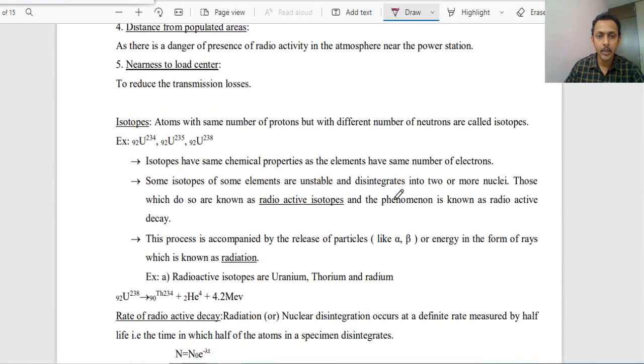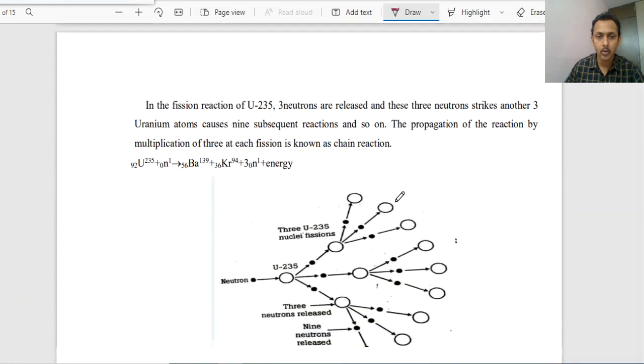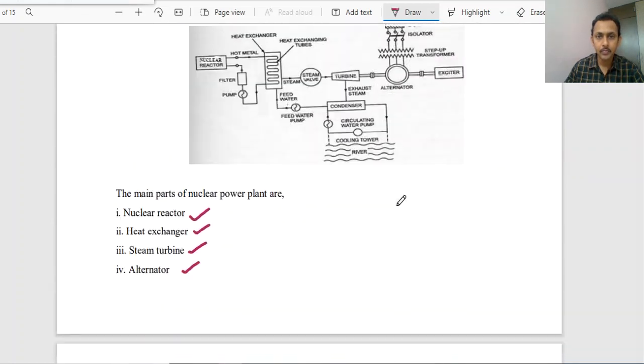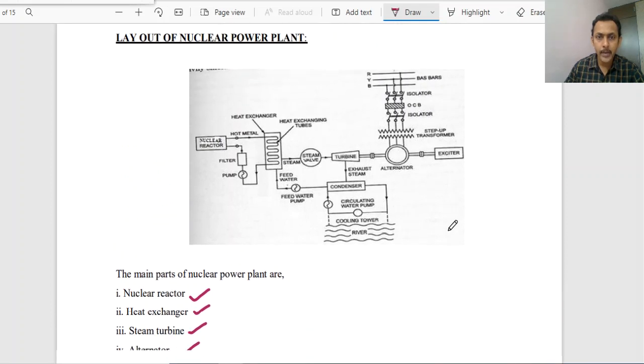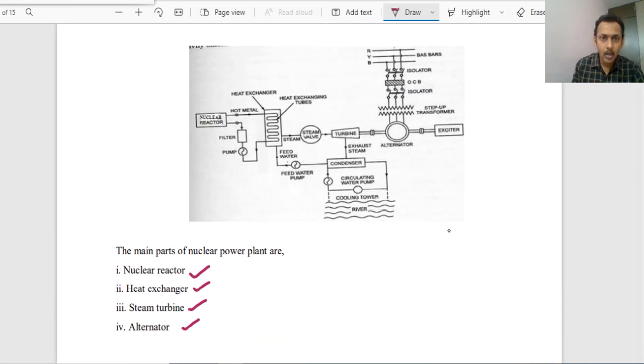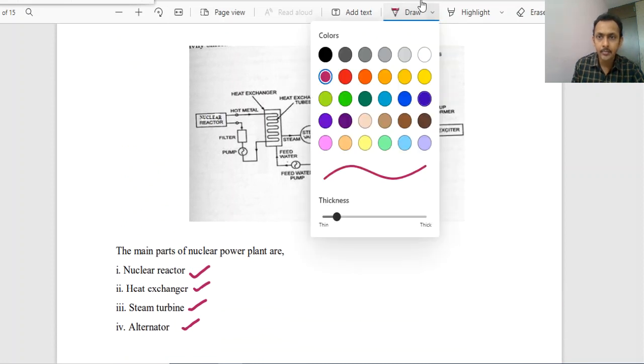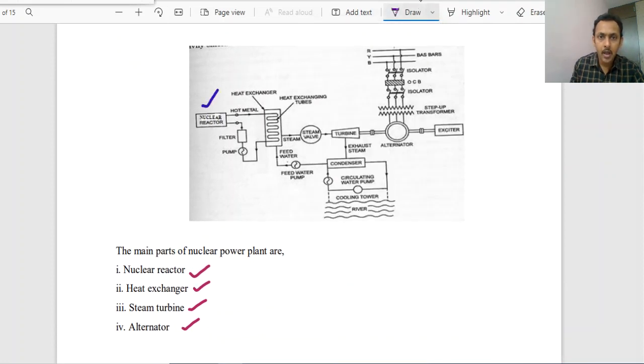Dear students, coming to its layout, as I have told you, four major components are required. One is the nuclear reactor, and another one is the heat exchanger, turbine and alternator. In the nuclear reactor, the nuclear fission process will take place, where the nuclear fuel will undergo nuclear fission. Because of that, an enormous amount of heat will be released.